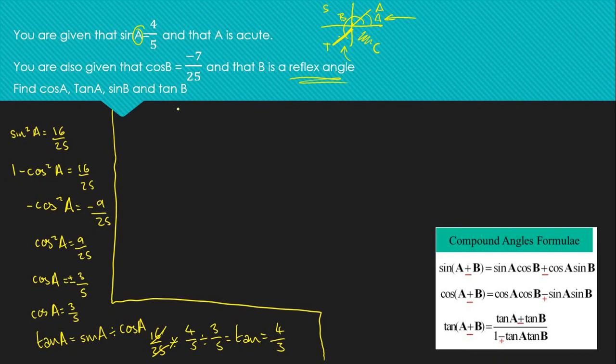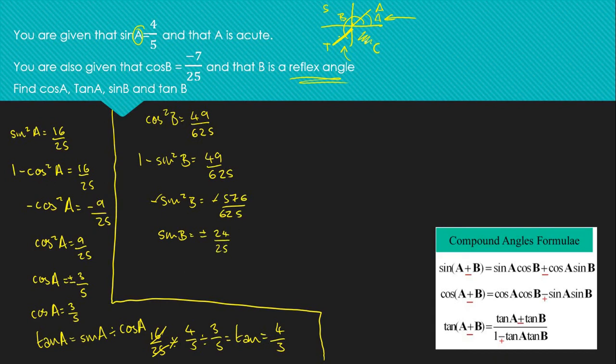So you are given that cos of B equals negative 7/25. So if cos of B equals that, then cos squared of B must equal 49/625. Okay. Now cos squared of B is 1 minus sine squared of B, which is going to equal 49/625. Okay. So we'll have negative sine squared of B must equal negative 576/625. You can tap this sort of stuff into your calculator, cancel off the negatives, and we're going to square root through. So sine of B will equal plus or minus 24/25.